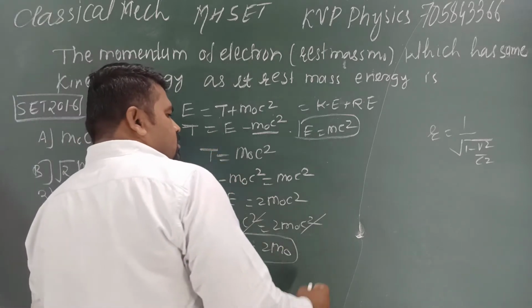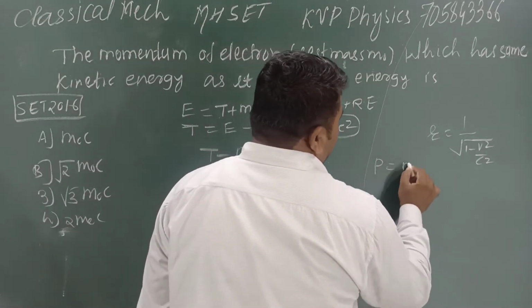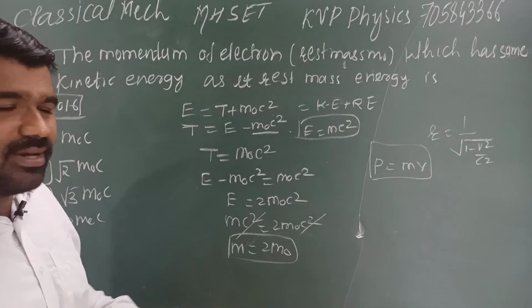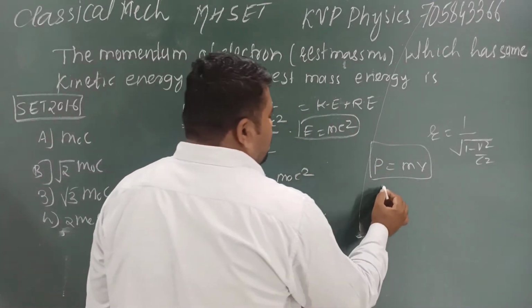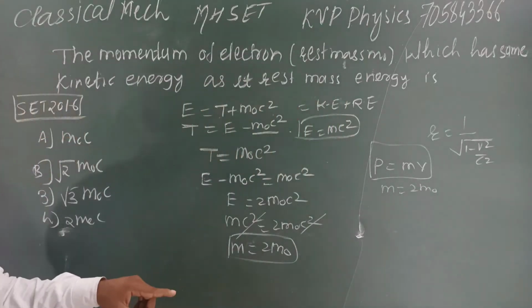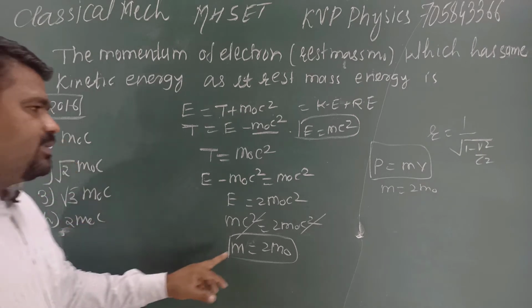Momentum means P is equal to m into v, mass into velocity. Our aim is to find the mass and velocity. Mass is equal to how much? Here mass is 2 m0. Why can we write it in the form of m0? Because all answers are in the form of m0. Got it? m is equal to 2 m0.